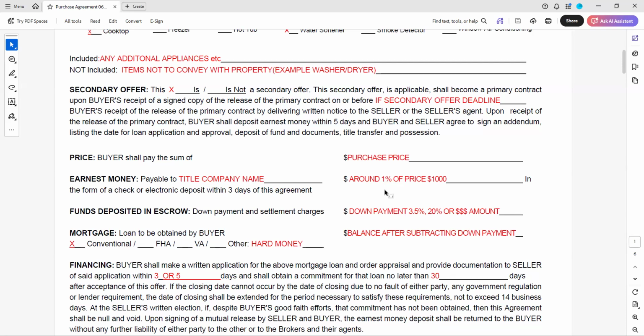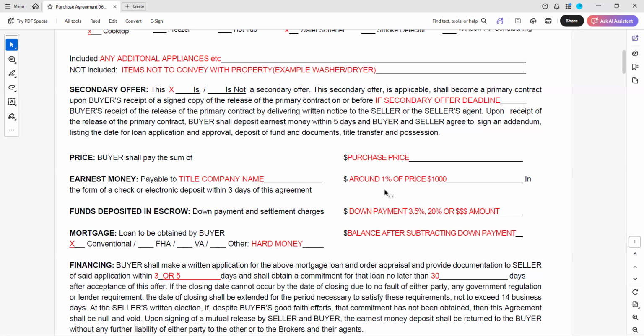That money has to be ready, available, and they do need to put it with the title company within 3 days of this signed agreement. That is your responsibility to make sure that they get that done. If you have any questions about earnest money, please give us a call.